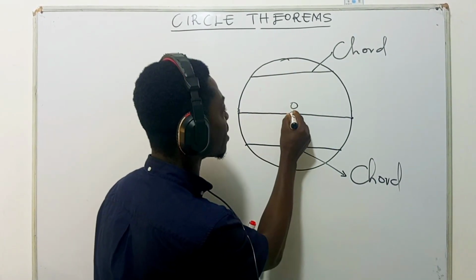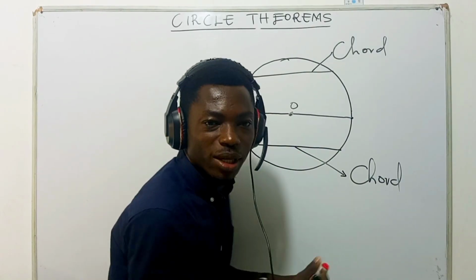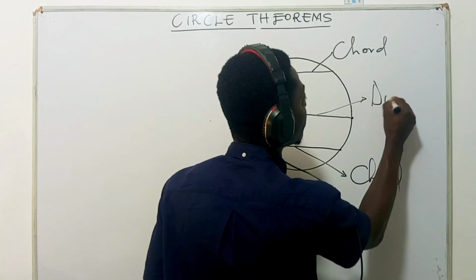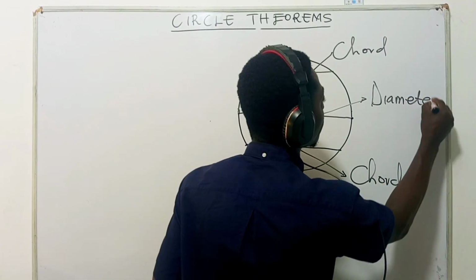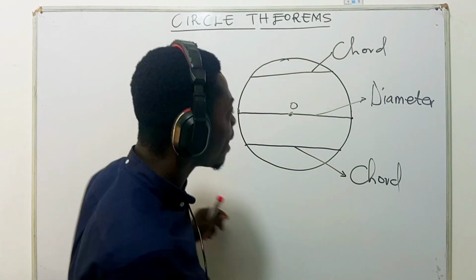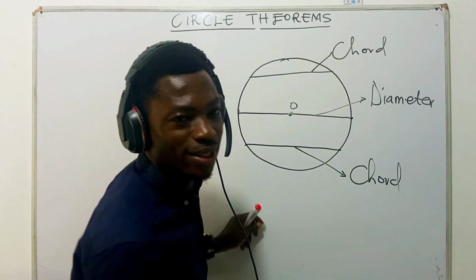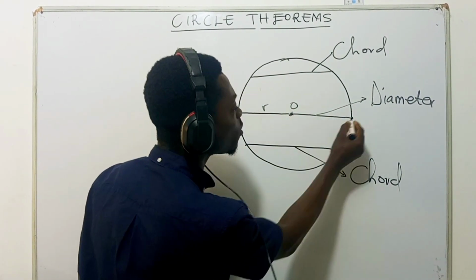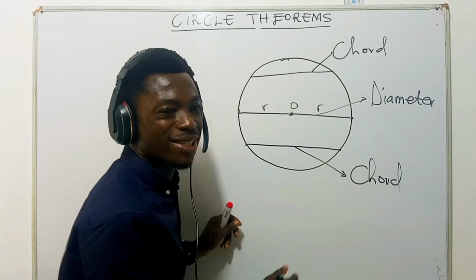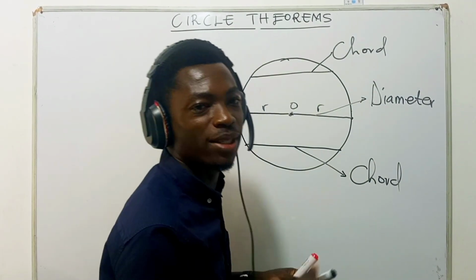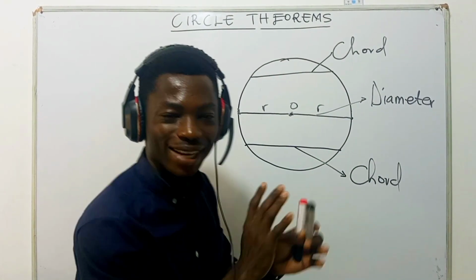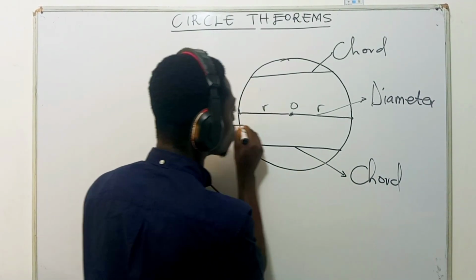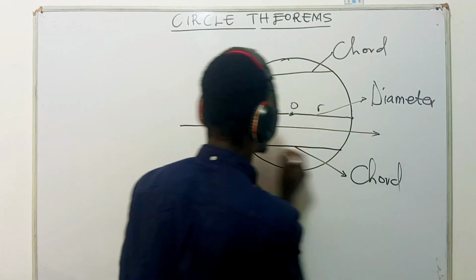Because it is passing through the center of the circle, this chord is actually known as the diameter. So this is the diameter of the circle, meaning it is passing through the center. From this point all the way to this point is the radius. From here to here is also a radius. And we are saying the diameter is actually 2 times the radius of the circle. As simple as that.